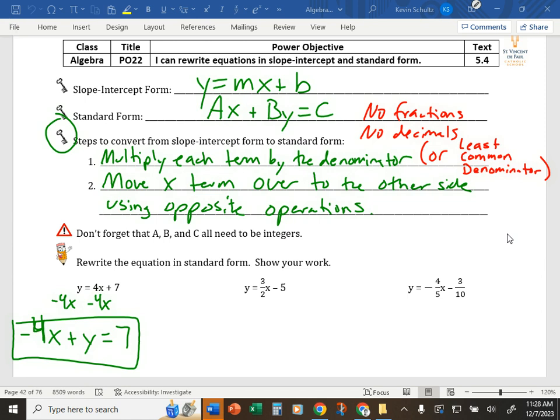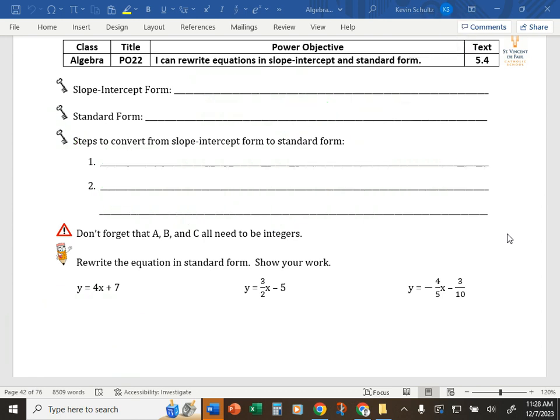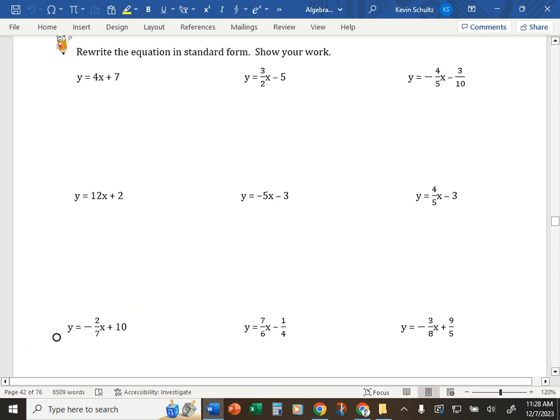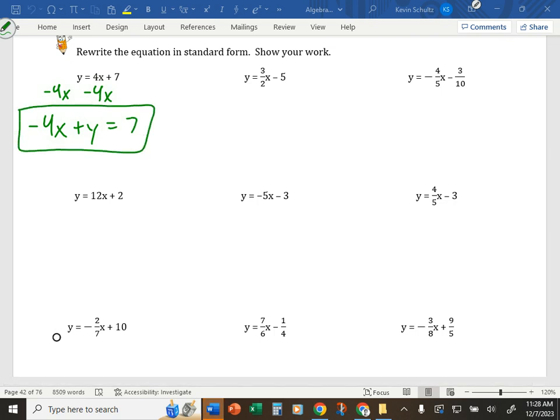Everyone got the notes here? Are we all good? Okay. Let's scroll down and we'll do another one that's very similar to it. That y equals 12x plus 2. Go ahead and put that one into standard form. I'll rewrite the steps. What we did here, subtract 4x, negative 4x plus y equals 7. That was our final answer. Go ahead and put y equals 12x plus 2 in standard form. Not much is different from the example that we did together.